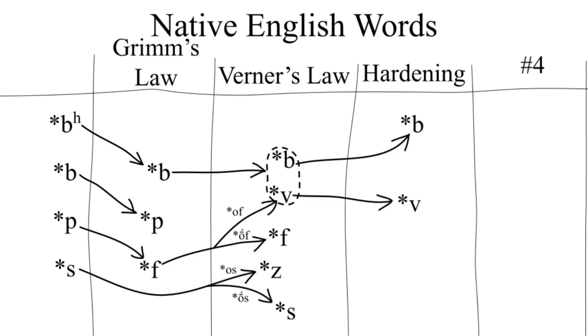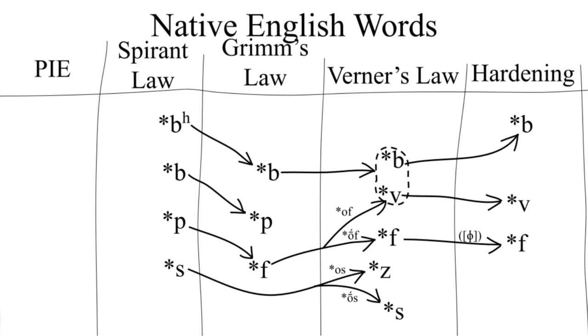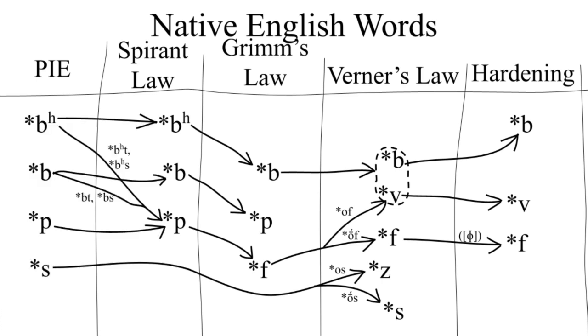It's not until number three, fricative hardening, that v, which is how you pronounce b when it's in the middle of a word, turns back into v. And f, which is actually f at this point, finally turns into f. That leaves number four, the Germanic spirant law, which actually happened before Grimm's law. It states that all the plosives become p and ultimately f when in front of t or s.